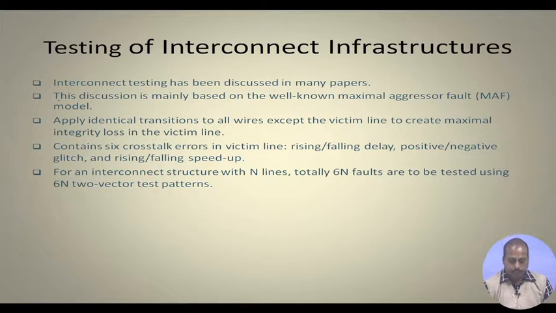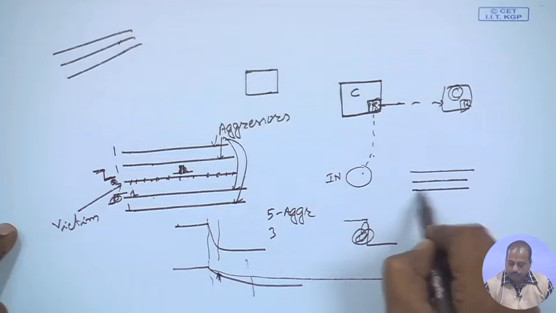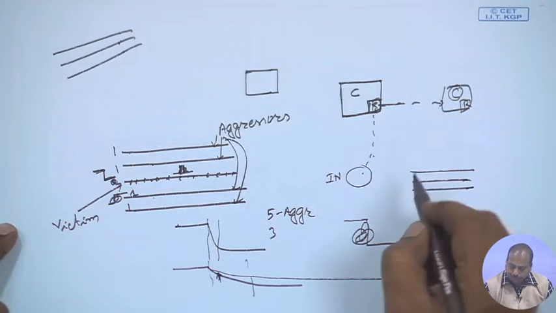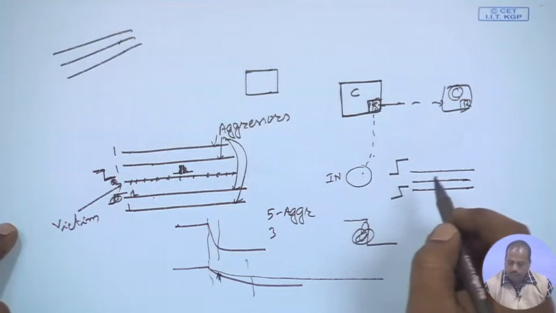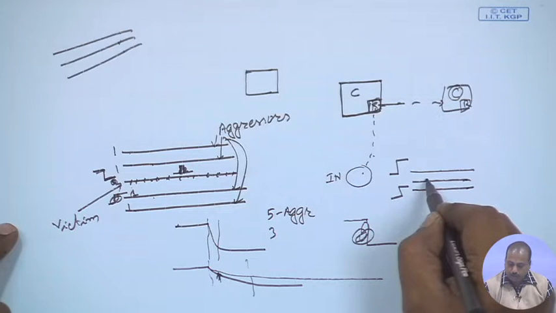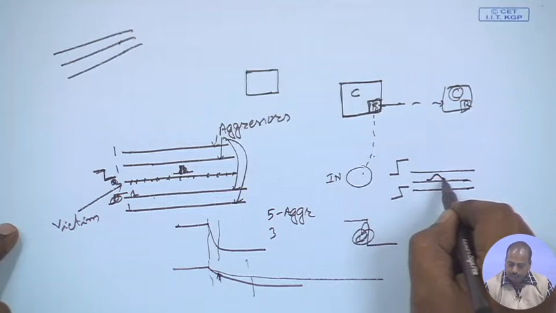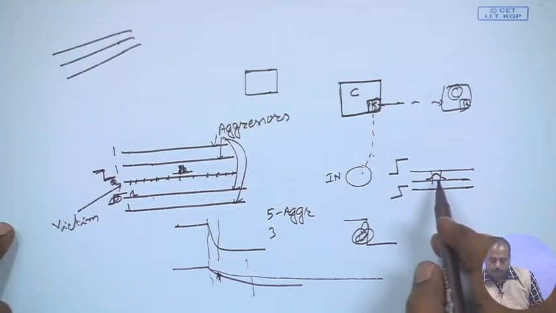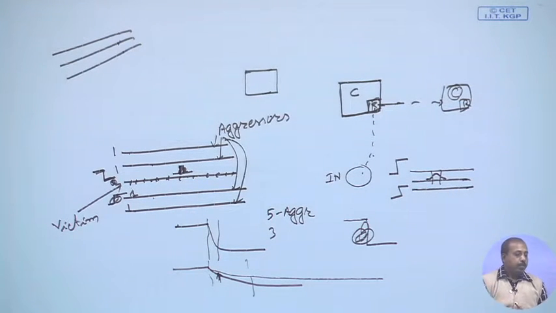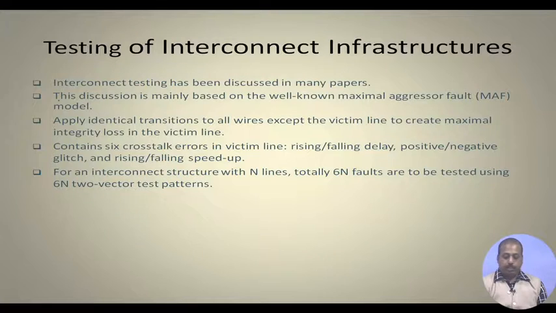As I was telling, if all these lines are making transitions, we have this situation in a 3 wire model. Now, if both of these lines are going from low to high, this line will also be affected temporarily. If this line is 0, temporarily it will be pulled high and after that it will again go back to low. This duration is determined by the amount of coupling between these lines. So, that is also going to occur. That is the positive glitch. Similarly, we can have a negative glitch, and rising falling speed up.